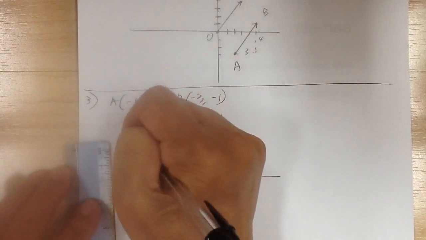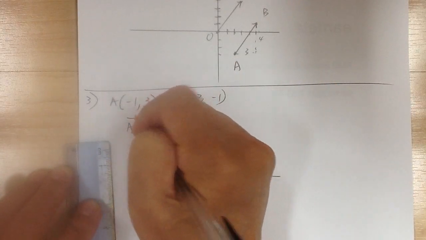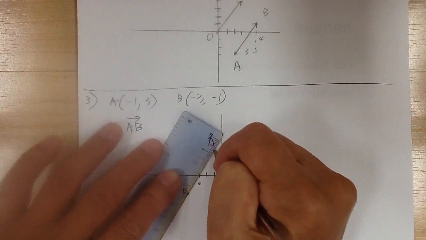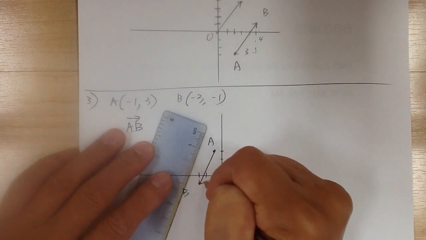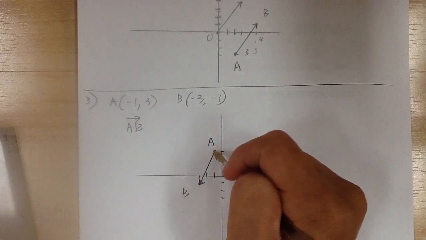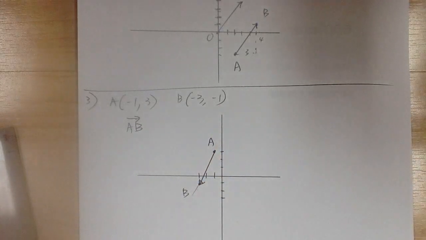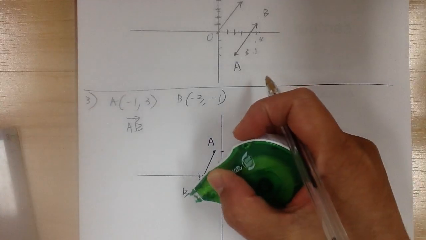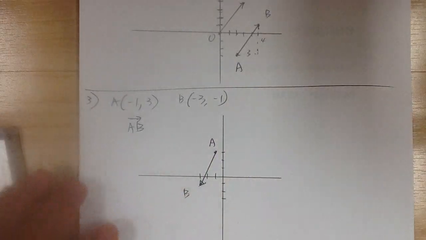Again, you have to watch the direction. So vector AB means you start from A, you go to B. So this would be right over here. And when you're doing a vector, make sure that you stop exactly on the point. Do not go over, then it would be wrong. Okay, so make sure you stop right on the point, right on the dot.